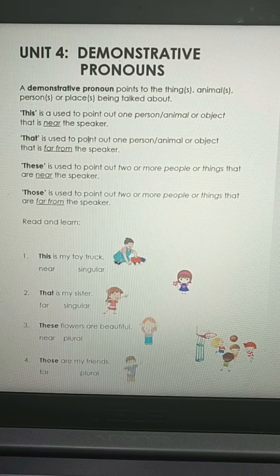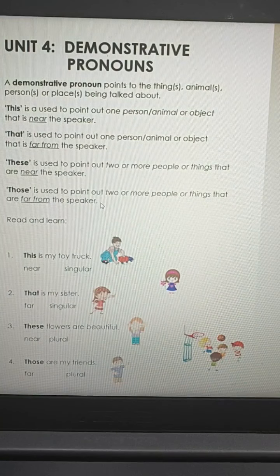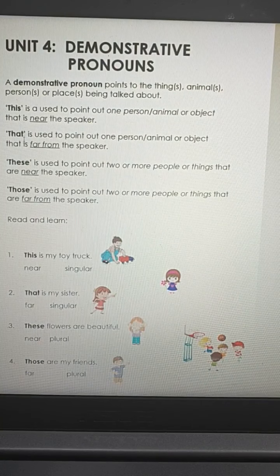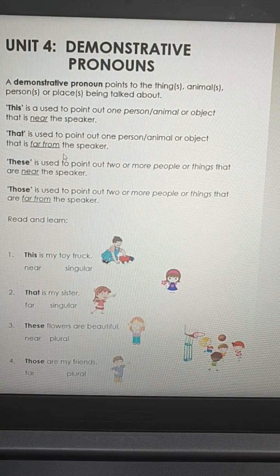That is used to point out a person, animal or object that is far from the speaker. These is used to point out two or more people or things that are near the speaker. And last one, those is used to point out two or more people or things that are far from the speaker.